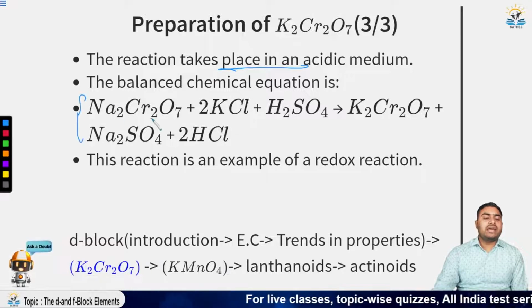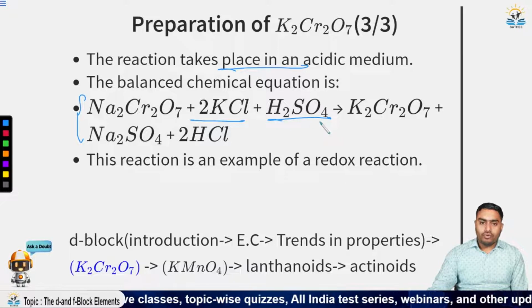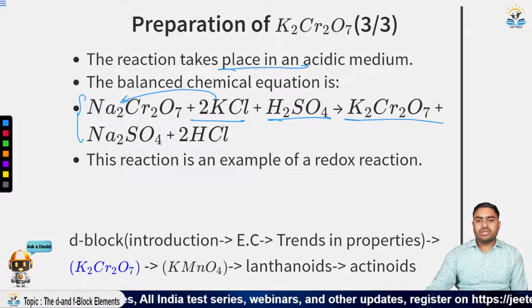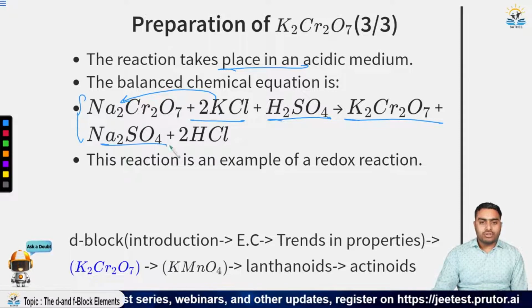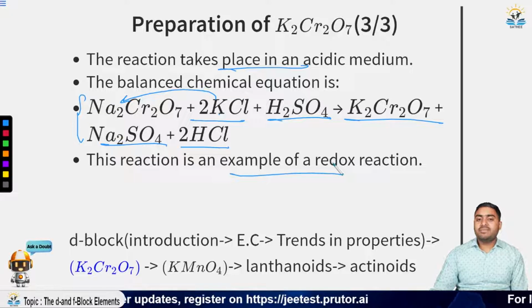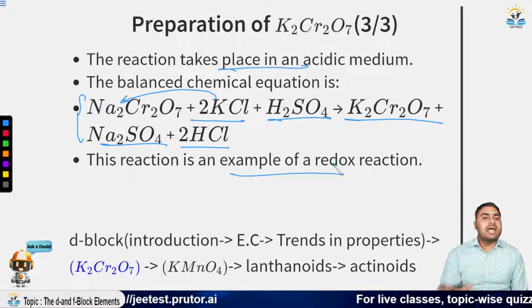So you can see the complete reaction. Na2Cr2O7 plus 2KCl plus H2SO4, you will get K2Cr2O7. So ion exchange will take place: K2Cr2O7 plus Na2SO4 plus 2HCl. So this reaction is also an example of a redox reaction, meaning oxidation and reduction occur in this reaction simultaneously.